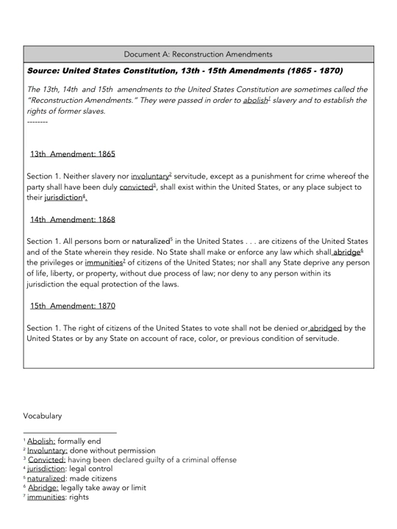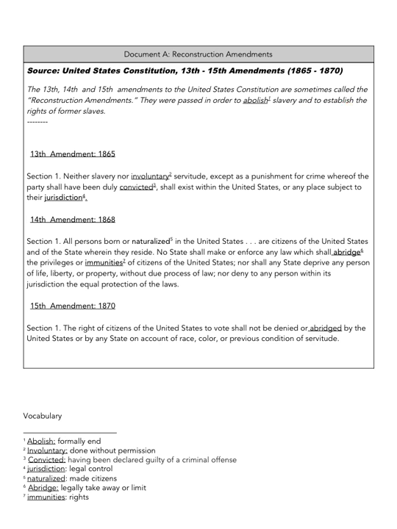Let's start at the top and see what information we can pull out for our sourcing. Again, this is Document A, Reconstruction Amendments. The source says United States Constitution 13th through 15th Amendments 1865 to 1870. The context description reads, the 13th, 14th, and 15th Amendments to the United States Constitution are sometimes called the Reconstruction Amendments. They were passed in order to abolish, there's a footnote, so I'm going to look at the bottom. Abolish means to formally end. They were passed in order to abolish or end slavery and to establish the rights of former slaves.